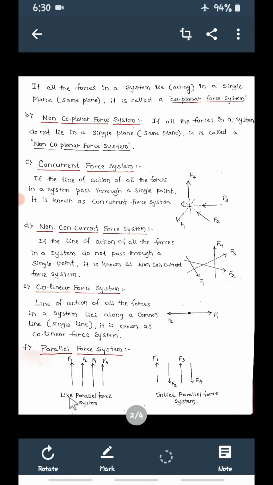So what do you mean by like parallel? No doubt the line of action will be parallel, but the forces are acting in the same direction. See, the direction of all the forces will be the same. So this is called a like parallel force system. And this is unlike. See, the direction of each force will be different. This will be acting upward, this is downward, again this is upward, this is downward, right? The direction will not be the same for all the forces. So this is unlike parallel, and this is like parallel force system.